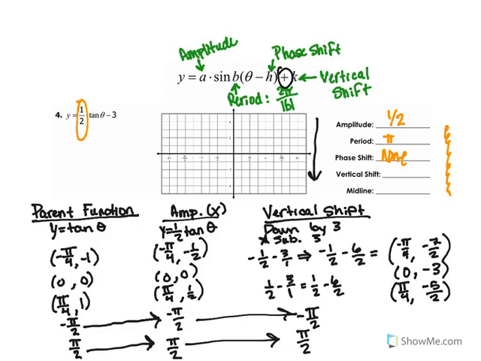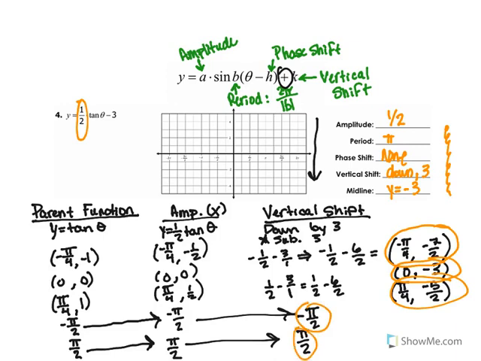Our vertical shift is that number at the end, and remember, don't say negative 3. We're going to say down by 3. Our midline is moving down by 3, so it's going to be y equals negative 3 instead of y equals 0, which is what the parent function midline is. Okay, now let's go ahead and graph this first period that we have all of these points for right down here.